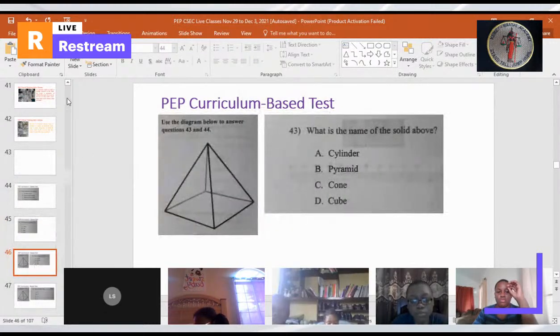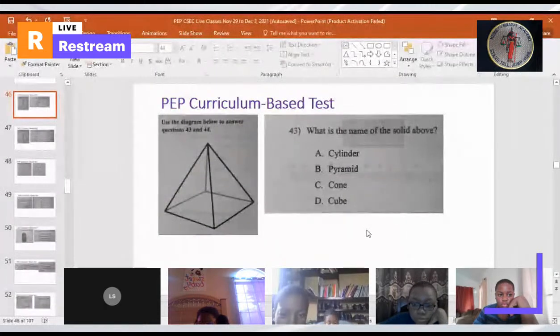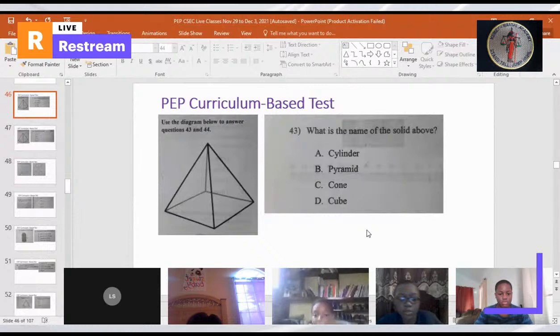Number 43. Use the diagram below to answer questions 43 and 44. Miss, B, a pyramid. That's correct, it's a pyramid.